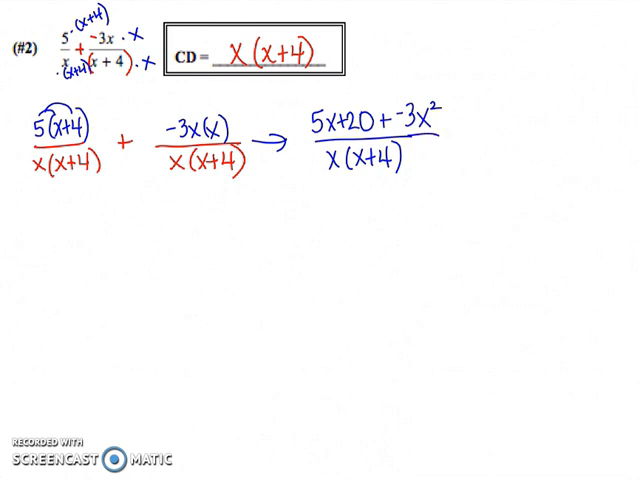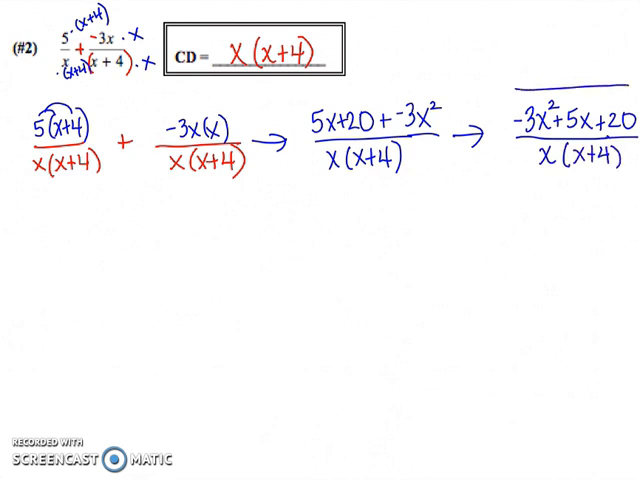Okay, the only thing I don't like about this is we always want our terms to be in descending order. So let's rearrange these. We're going to put our negative 3x squared first, our positive 5x second, and our positive 20 third. And our denominator is x times x plus 4. And that is going to be our final answer.